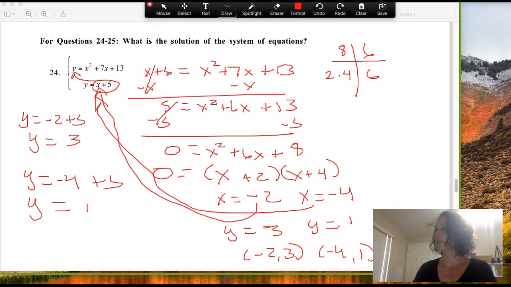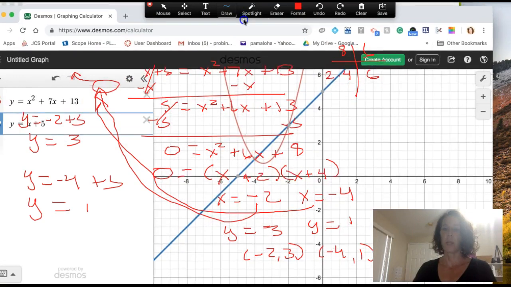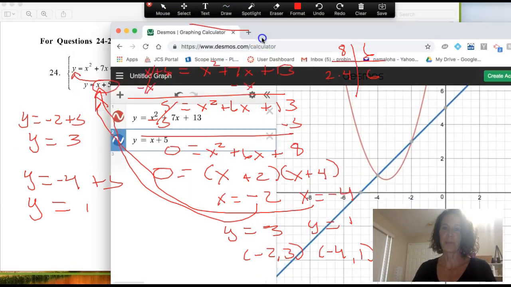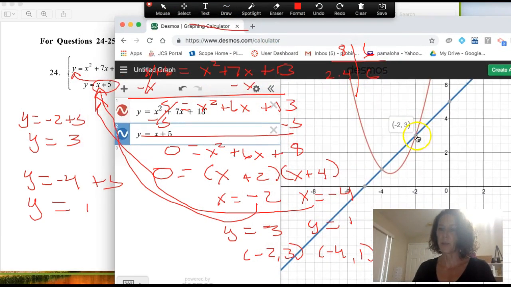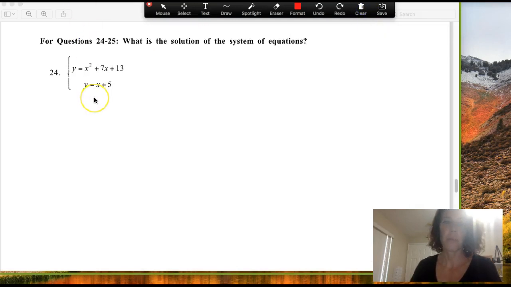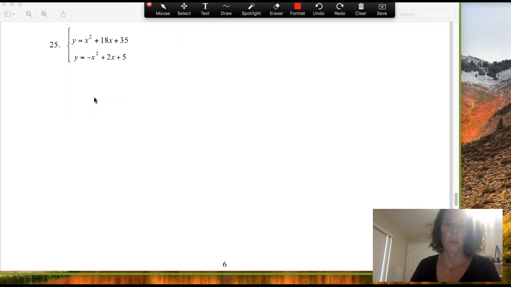Let's double check again on Desmos. Okay, so I can see right here is -2, 3, and right here is -4, 1, just what we did. All right, let's go on to the last problem. And we have two quadratics. So I'm going to go ahead and type those in on Desmos and see what those look like.